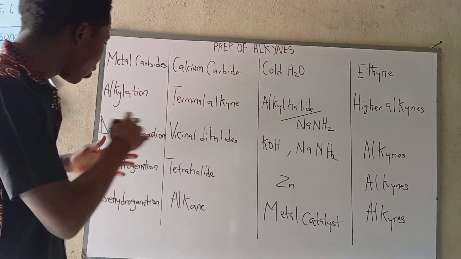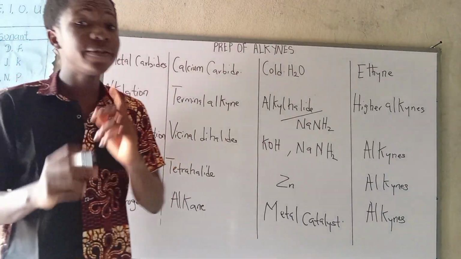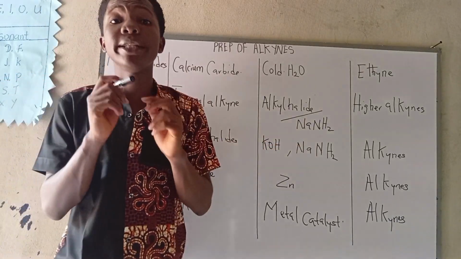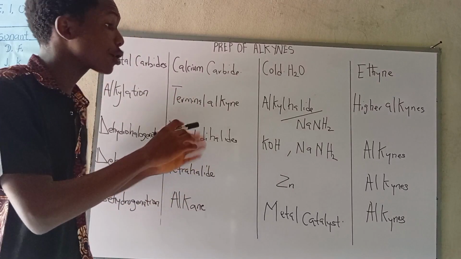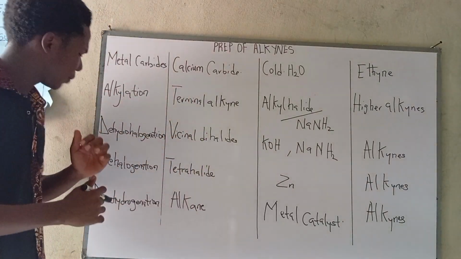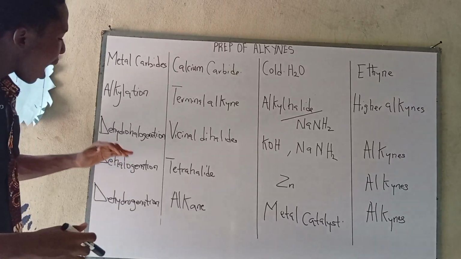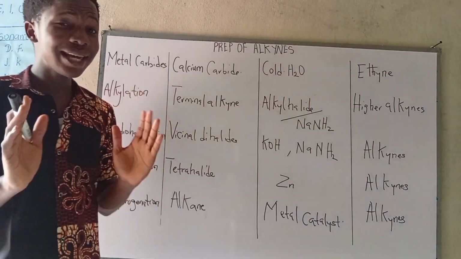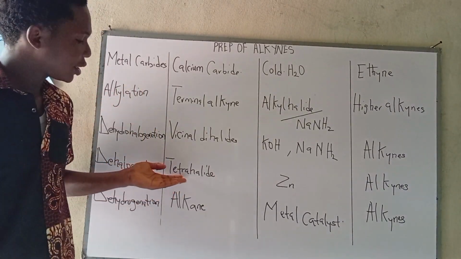Now moving forward, there's something you have to note. It's very important to note this. In this reaction, we need heat, please. It's a very important condition for this reaction to take place. So now, moving forward, we have what? Dehalogenation. From the name, we know we have to remove halogens. Okay? So now, moving forward, we see tetrahalide here.